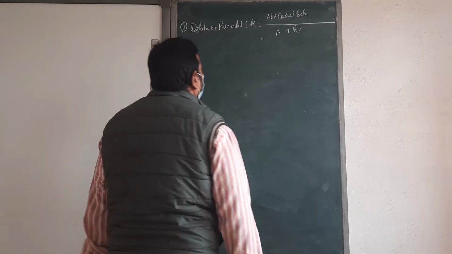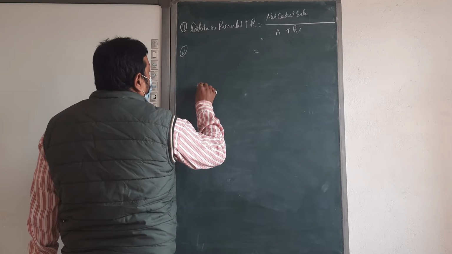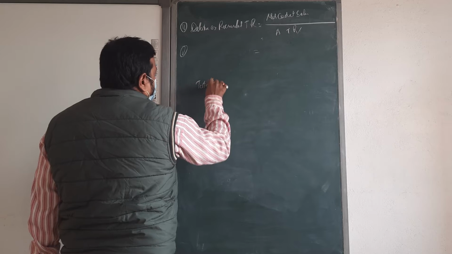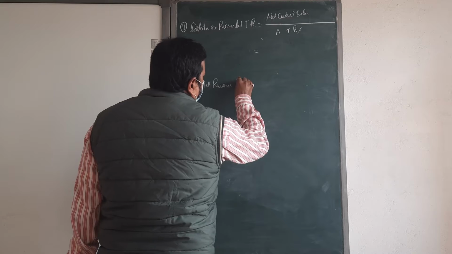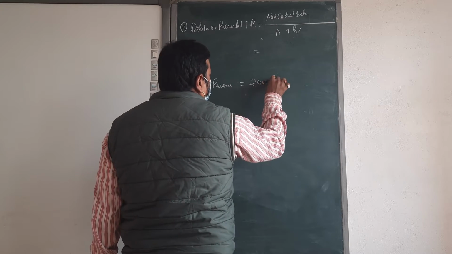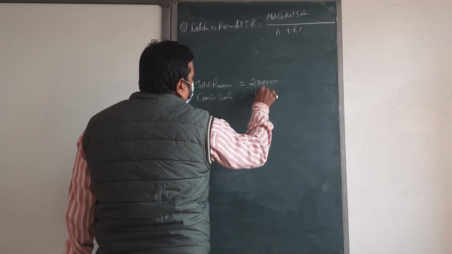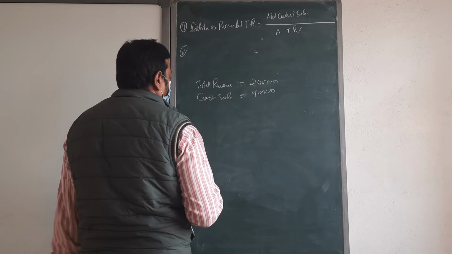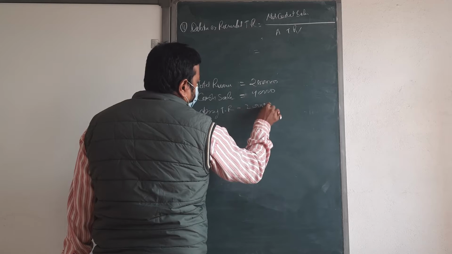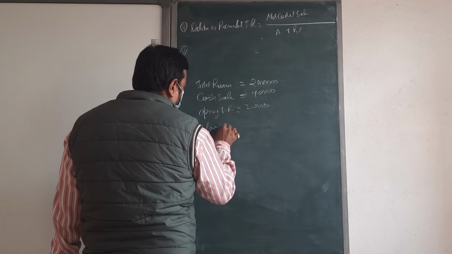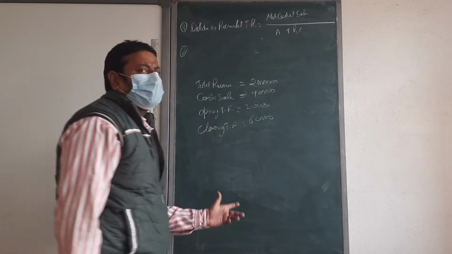Calculate trade receivable turnover ratio from the following data. Total revenue from operation, total sales, 2 lakh. Cash sale 40,000. Opening trade receivable 20,000. Closing trade receivable 60,000. It's a very easy question. Directly put the things.